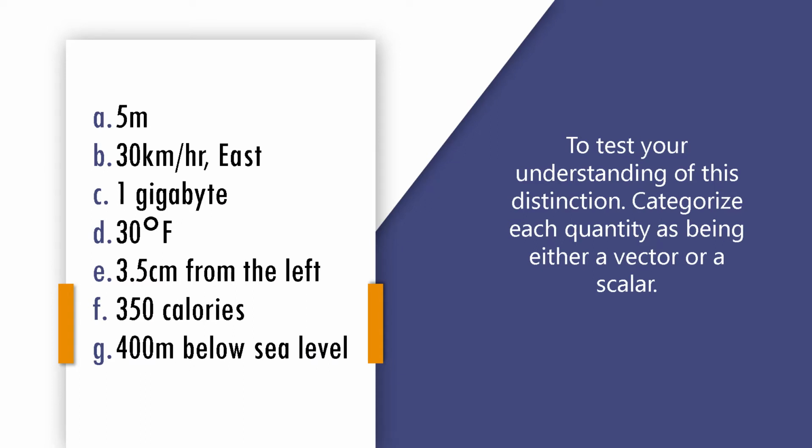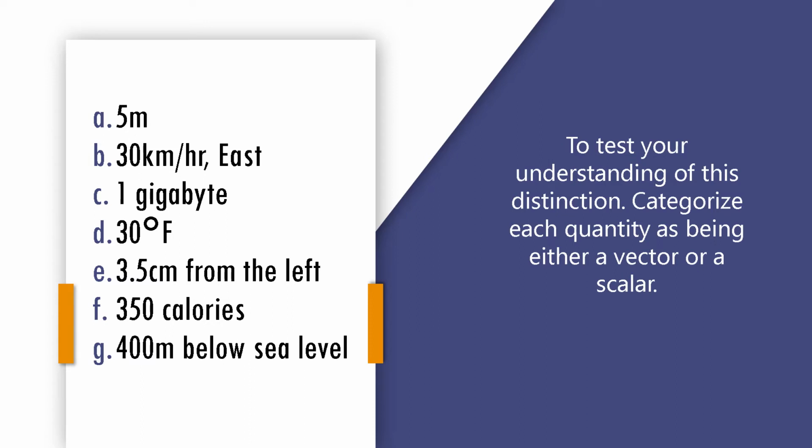So, let us test your understanding about the scalar and vector quantities. Let us try to figure out what is a scalar and what is a vector quantity given in these examples. Let us first try letter A, 5 meters.